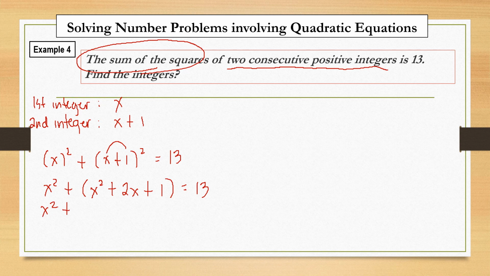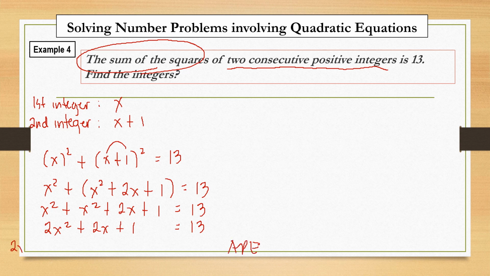x squared plus x squared plus 2x plus 1 is equal to 13. Combine like terms, we have 2x squared plus 2x plus 1 is equal to 13. Apply addition property of equality. We have 2x squared plus 2x plus 1 plus negative 13 is equal to 13 plus negative 13.